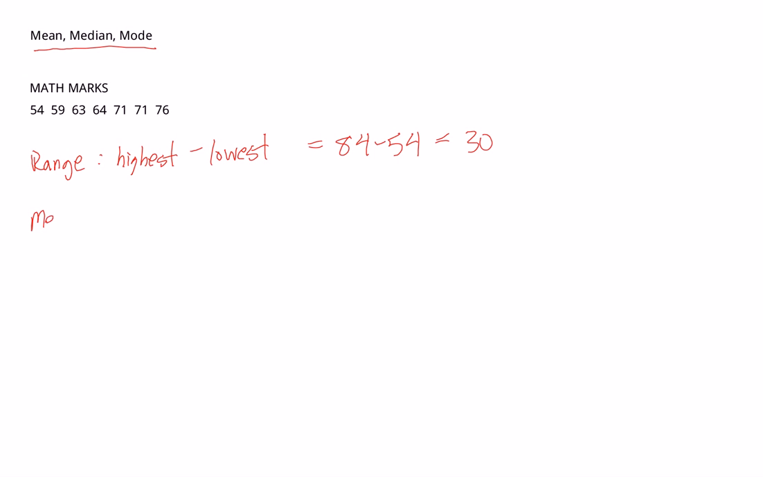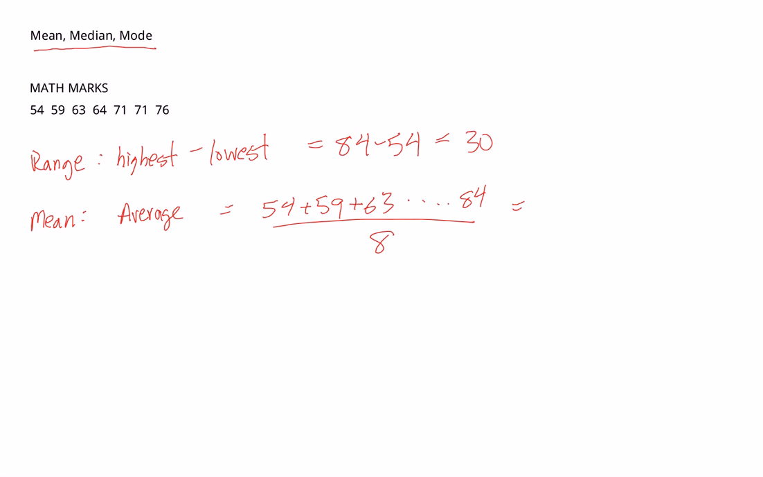The mean is the average, so the mathematical average. We can do this on our calculator by adding them all up. So you go 54 plus 59 plus 63 all the way down to 84. And then we divide by 1, 2, 3, 4, 5, 6, 7, 8. There's 8 different marks. So we add them all up, divide by 8, and that would give us our average.